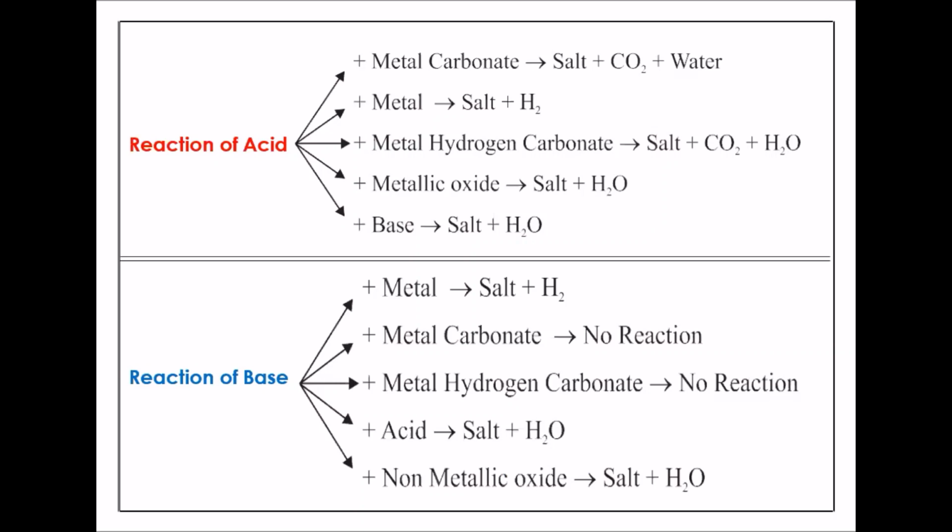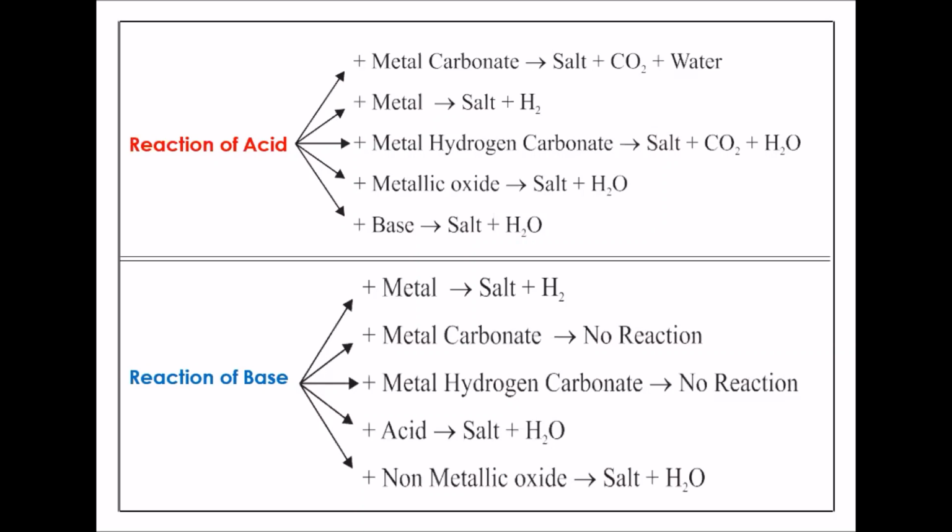Well, coming to chemical properties of bases. Base plus metal gives rise to salt plus hydrogen gas, and we have learned there are only two chemical equations. Number 1: zinc plus sodium hydroxide gives rise to sodium zincate plus hydrogen gas. Number 2: aluminium plus sodium hydroxide gives rise to sodium aluminate plus hydrogen gas. And we have learnt the test for hydrogen.